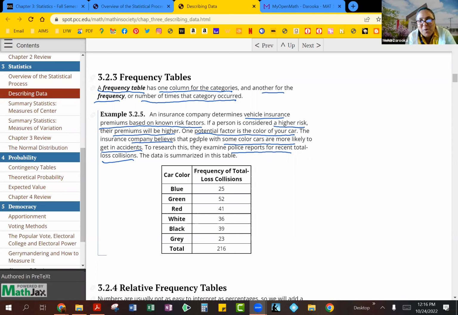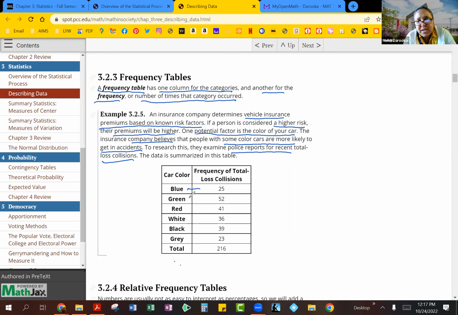So just from the poll that they have done based on the car colors and how many total loss collisions these have had, you will see they're, of course, breaking it down by the category. So that would be the color. And then on the right-hand side is that frequency we were talking about. How many times did that category occur? And in this case was how many total loss collisions did blue cars have?